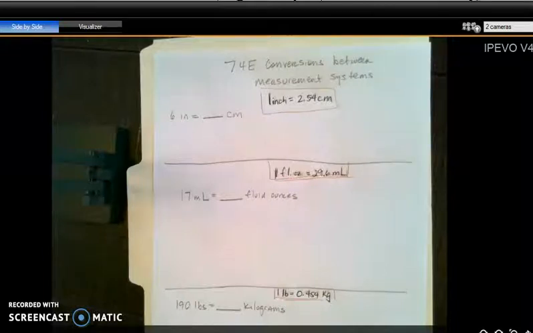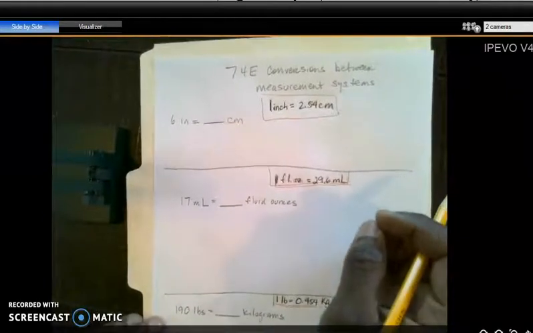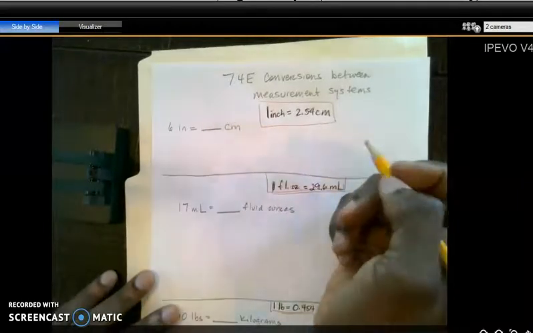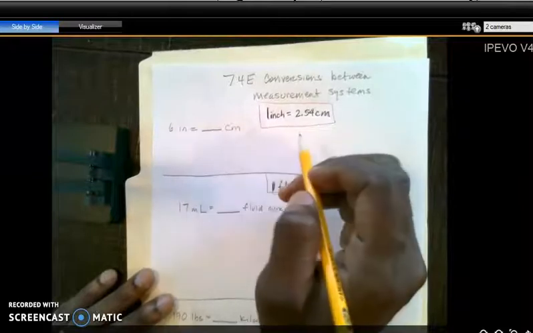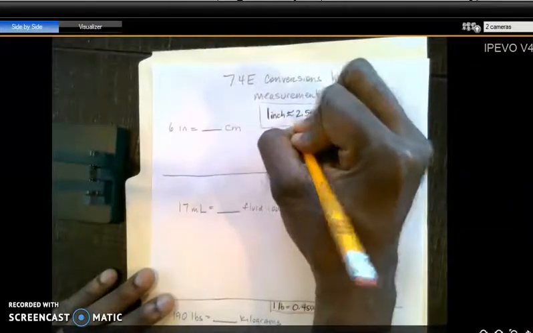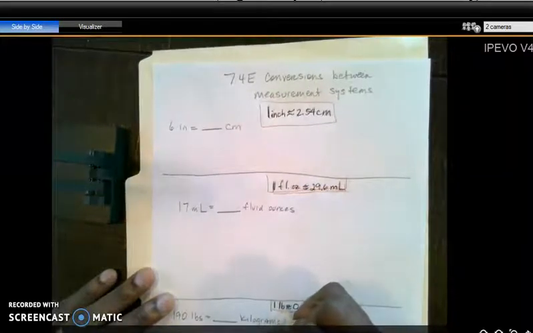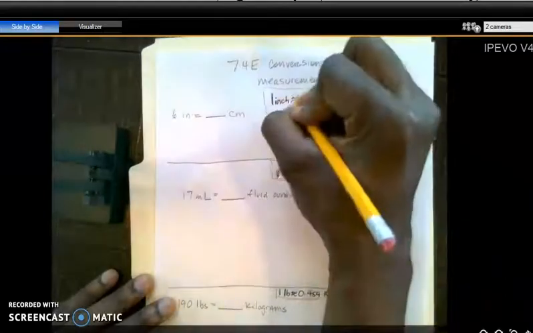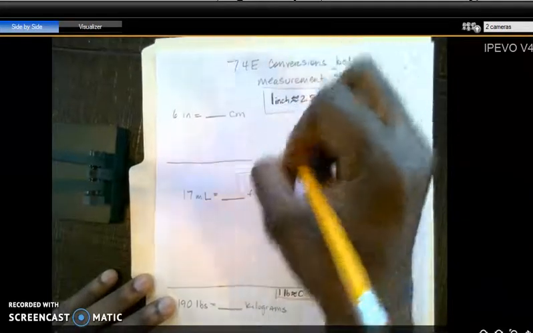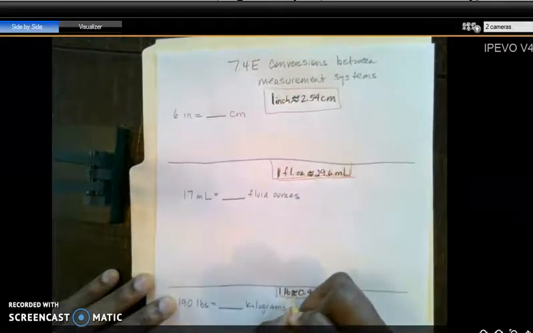So in this first example, we need to figure out how many centimeters there would be in 6 inches. When I am determining which ratio I'm going to use, and this is an approximation, by the way. These are all approximations, and that's what those little symbols mean. This is supposed to be a squiggly line. I apologize for how poor my handwriting is right now.